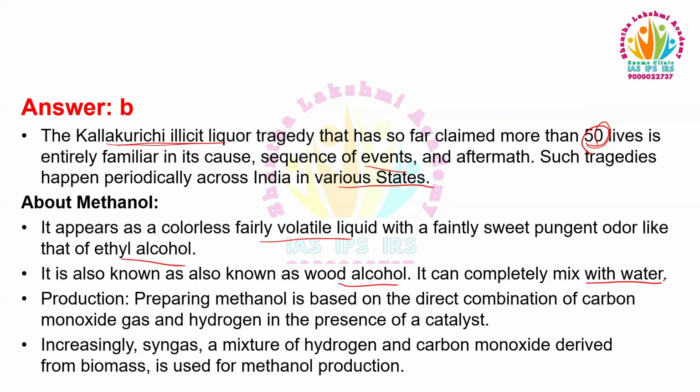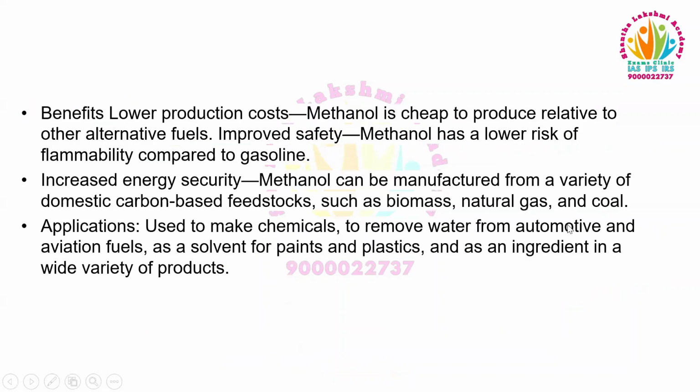Production: preparing methanol is based on the direct combination of carbon dioxide gas and hydrogen in the presence of a catalyst. Increasingly, syngas, a mixture of hydrogen and carbon dioxide derived from biomass, is used for methanol production. Benefits: lower production cost. Methanol is cheap to produce relative to other alternative fuels. Improved safety. Methanol has a low risk of flammability compared to gasoline. Increasing energy security. Methanol can be manufactured from a variety of domestic carbon-based feedstocks such as biomass, natural gas, and coal.